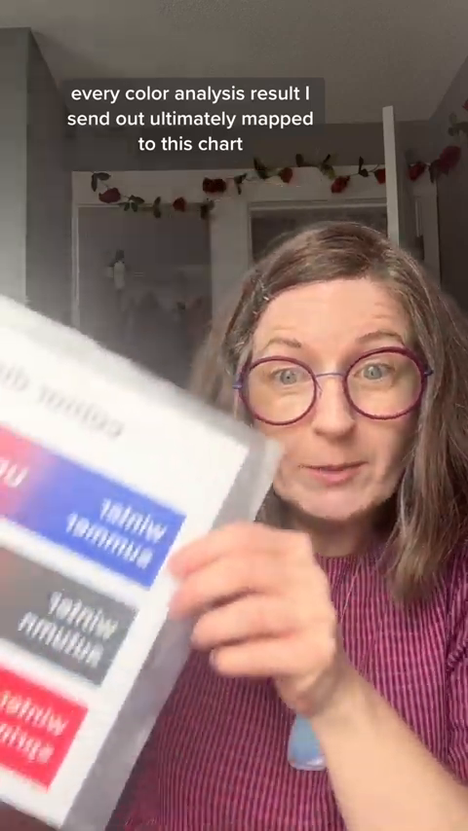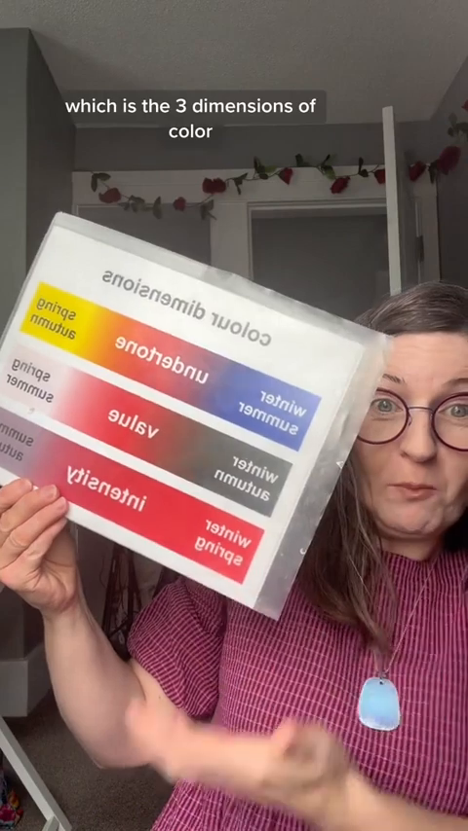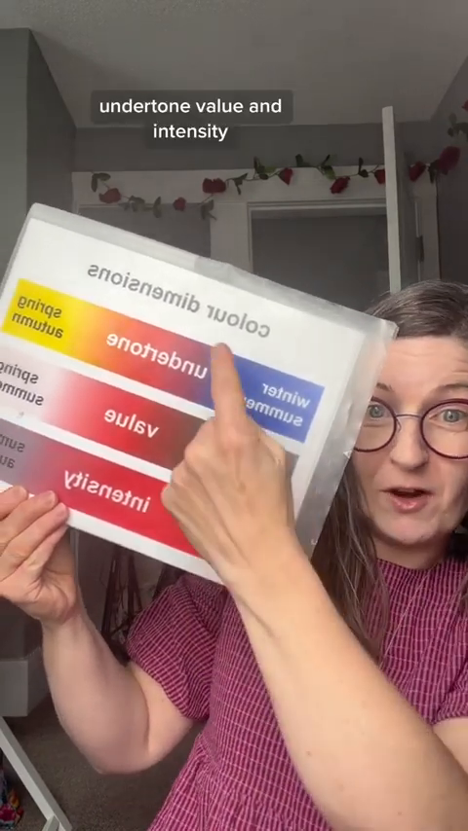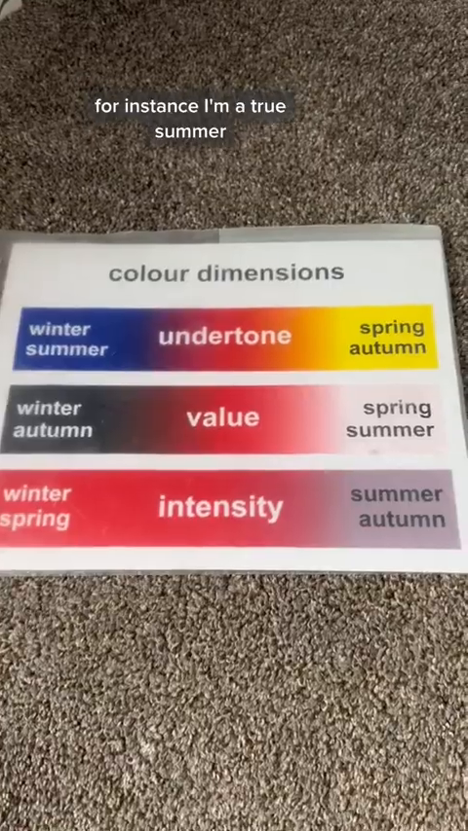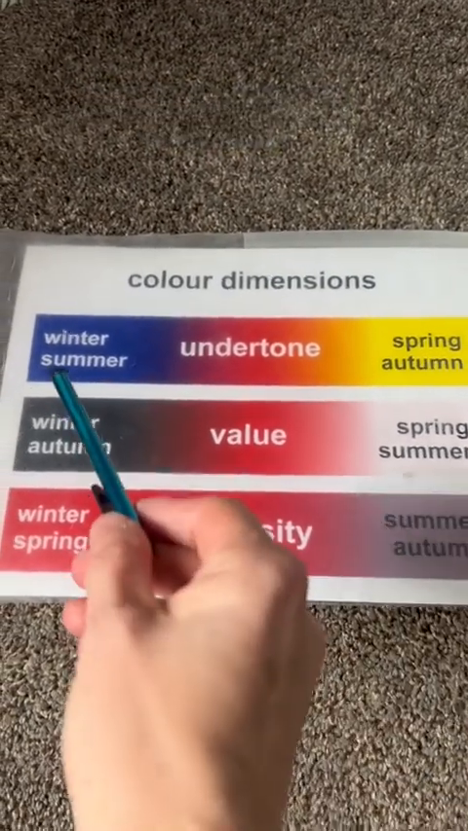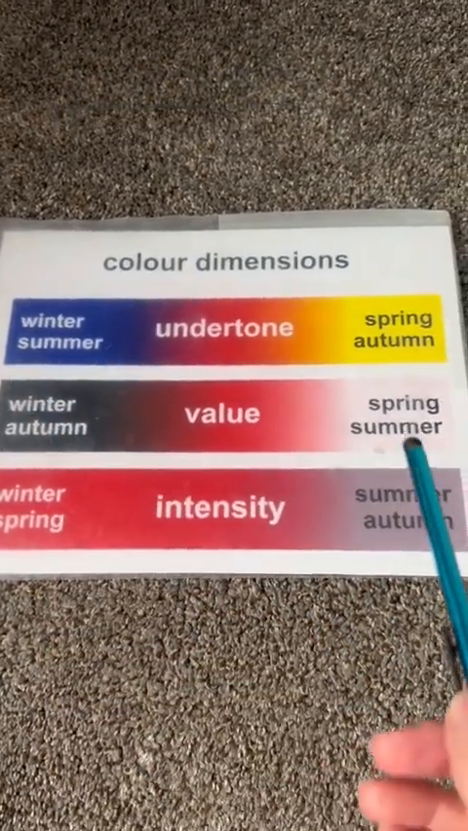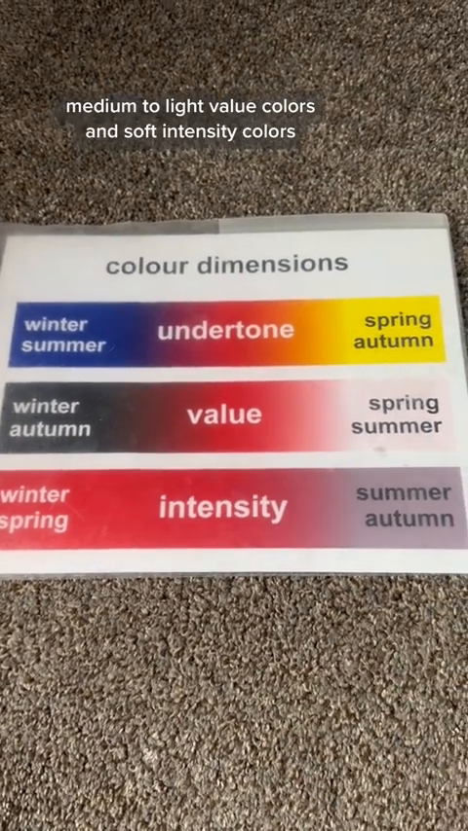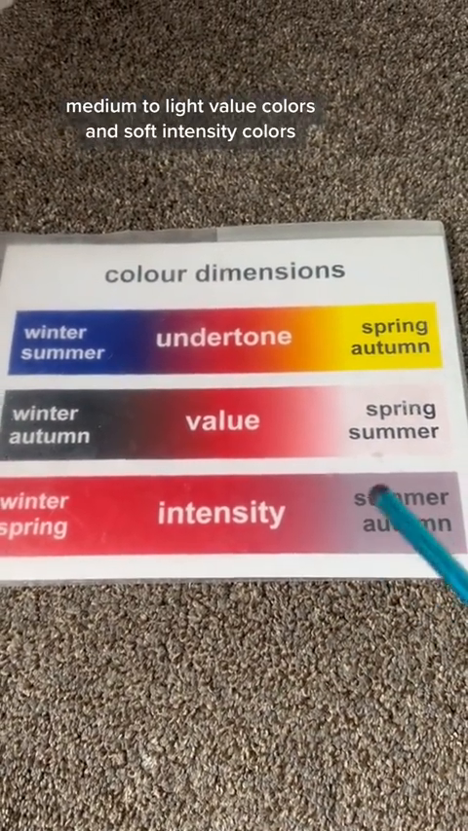Every color analysis result I send out ultimately maps to this chart, which is the three dimensions of color: undertone, value, and intensity. For instance, I'm a true summer. What does this translate to on this chart? Fully cool skin undertone, medium to light value colors, and soft intensity colors.